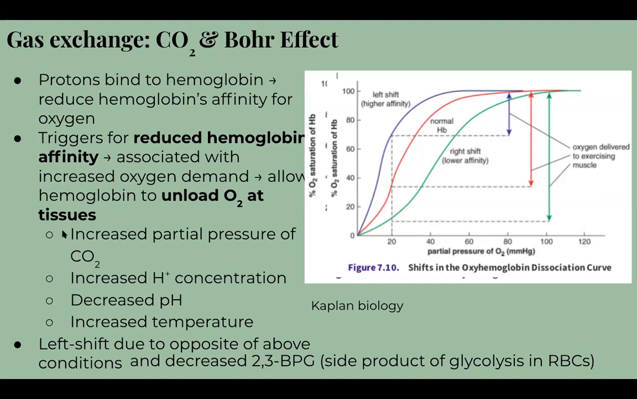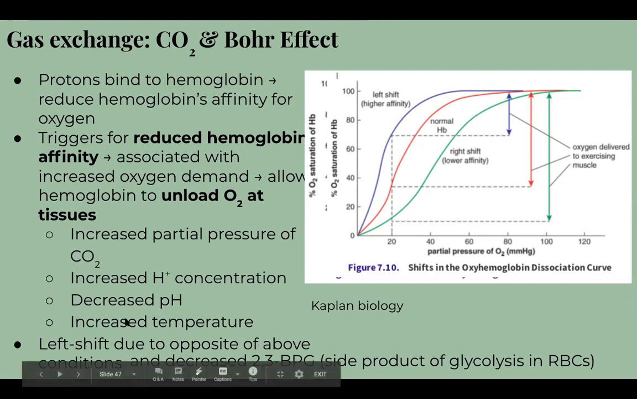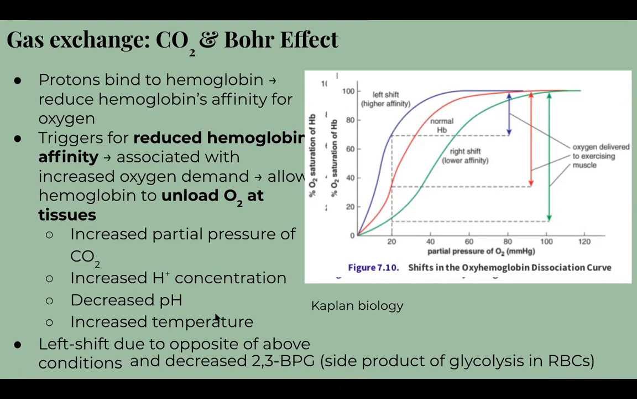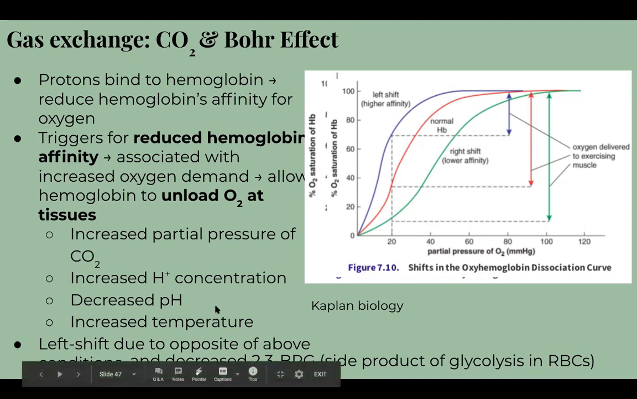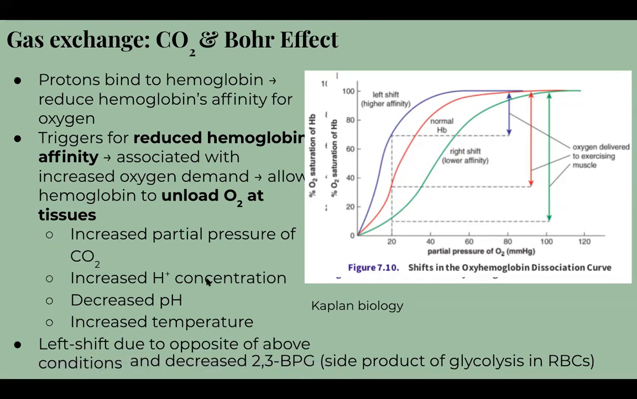So we talked about how increased carbon dioxide concentration increases proton concentration. So these triggers include increased CO2 concentration, which increases H plus concentration, which is the same thing as decreased pH. And then increased temperature also is another trigger. All of these occur when your body or certain tissues in your body need more oxygen.